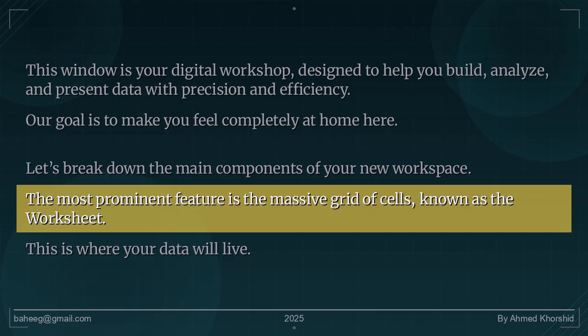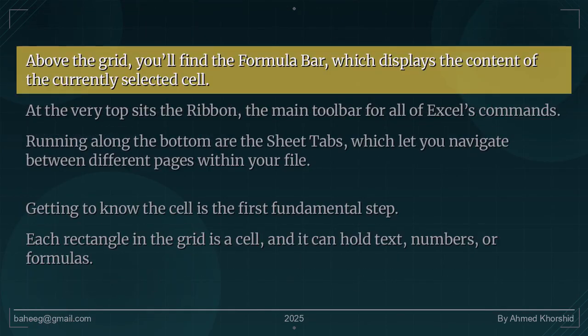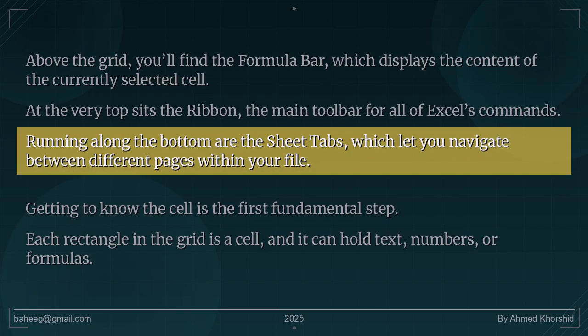The most prominent feature is the massive grid of cells, known as the worksheet. This is where your data will live. Above the grid, you'll find the formula bar, which displays the content of the currently selected cell. At the very top sits the ribbon, the main toolbar for all of Excel's commands. Running along the bottom are the sheet tabs, which let you navigate between different pages within your file.